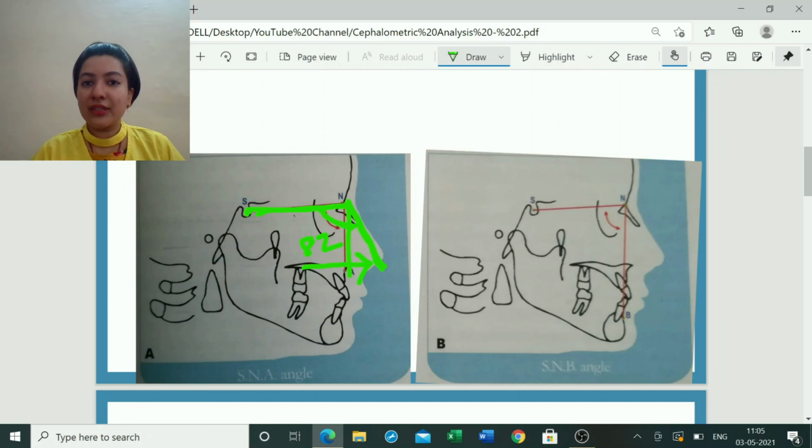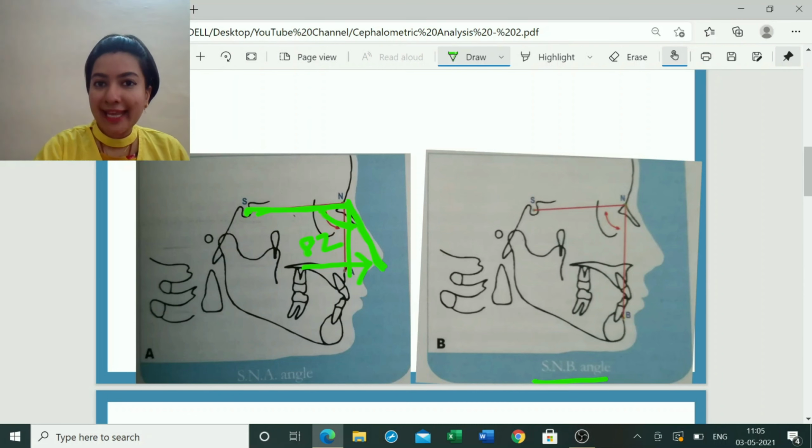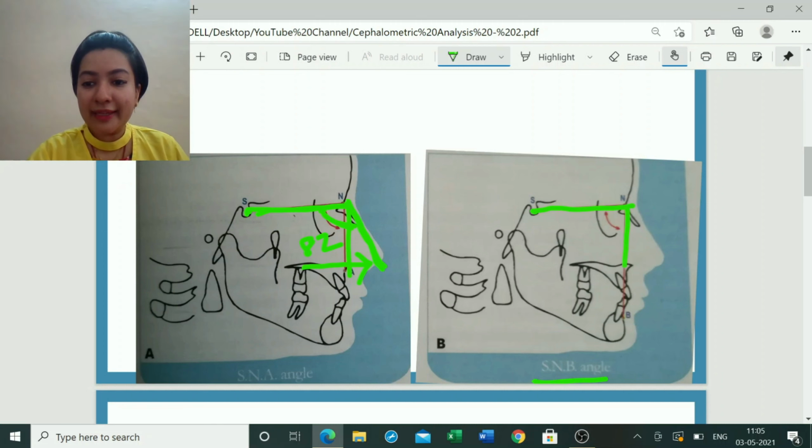When there is a class 3 case, it can be indicative of either retrognathic maxilla, prognathic mandible, or a combination of these two. Okay, assuming that my mandible is normal, in such situations we assume that the other component is normal. So if SNA increases, it is indicative of prognathic maxilla, and if it is less, it is indicative of retrognathic maxilla. Okay, moving on to the next component, which is your SNB angle. So now similar to SNA, SNB is formed by the intersection of the SN line with the NB line.